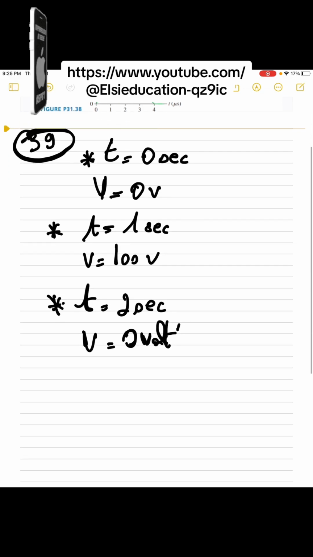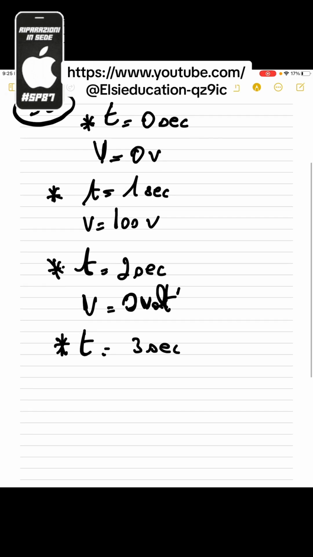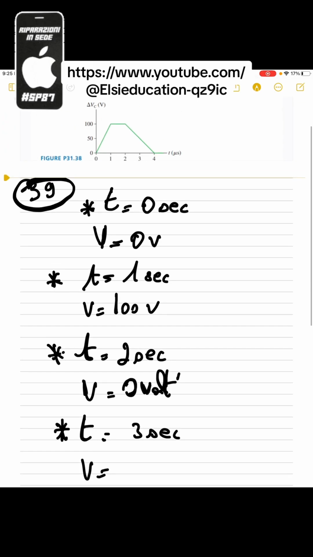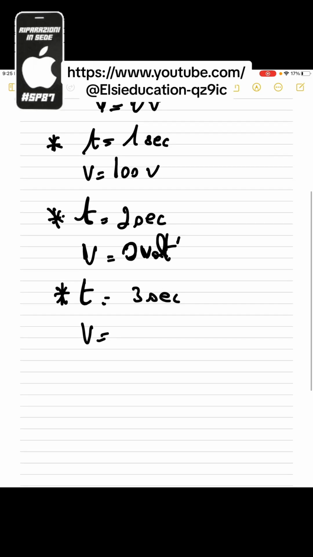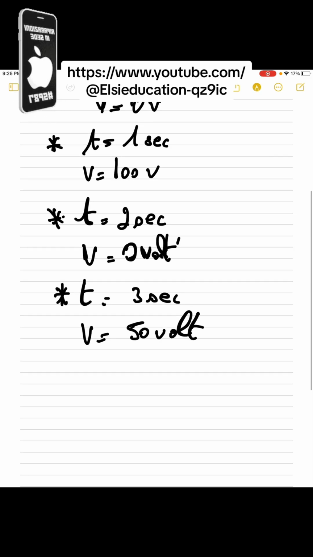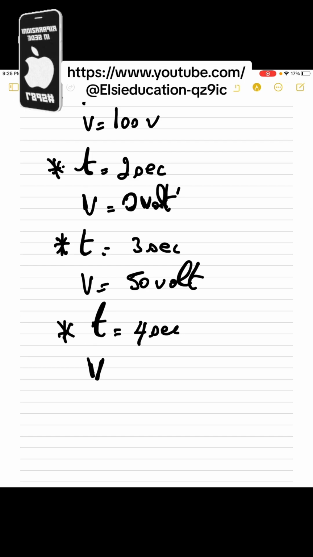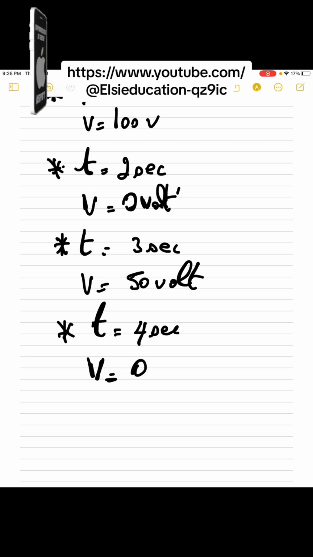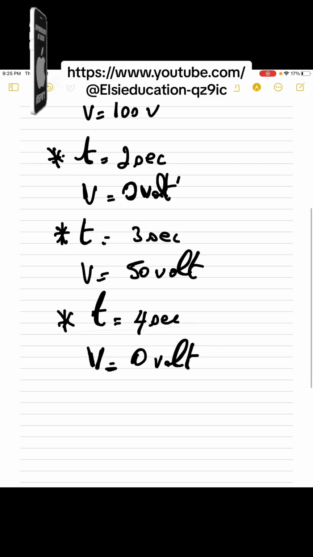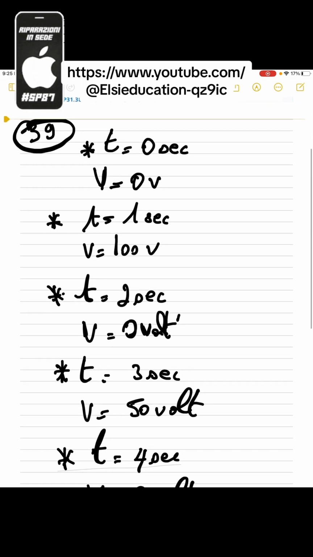And when time equals 3 second, the voltage is 50 volt. And when time equals 4 second, the voltage is 0 volt. So this is the information that we have from the graph. Actually, it's microsecond. Don't forget, this is microsecond.